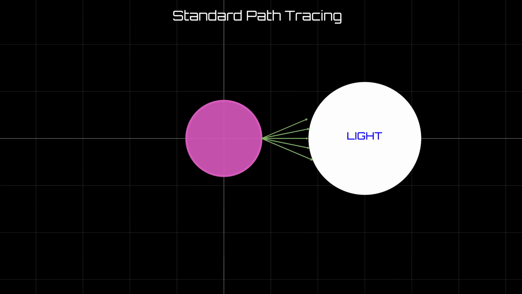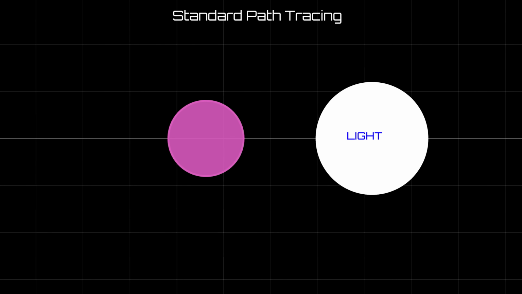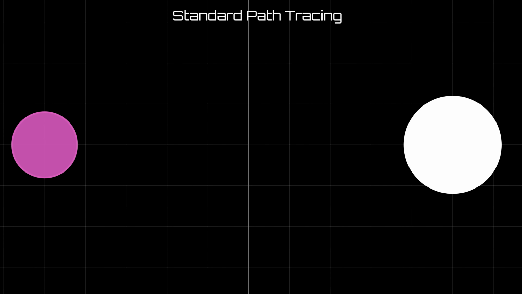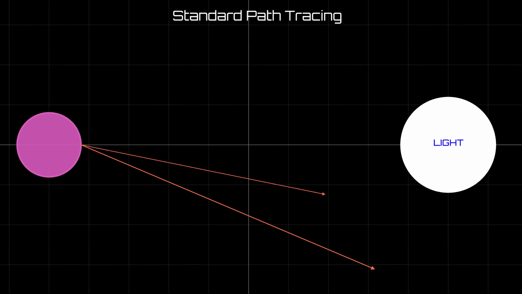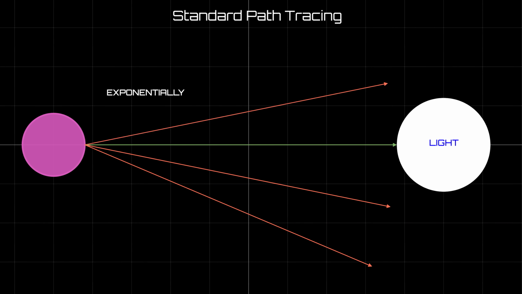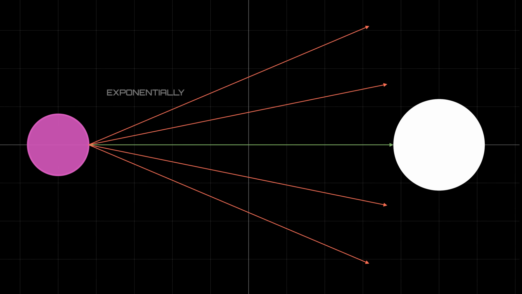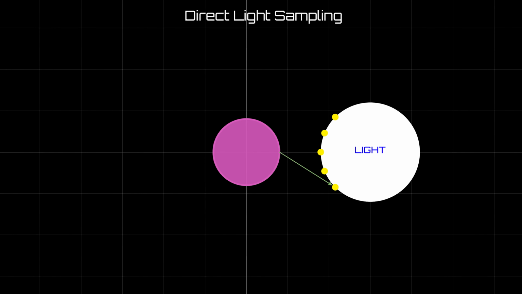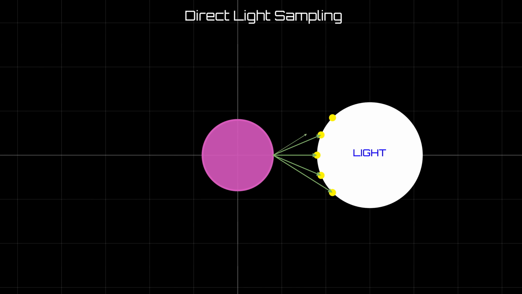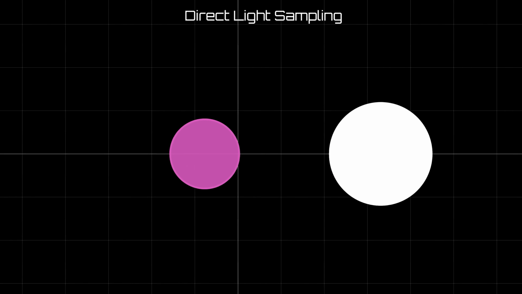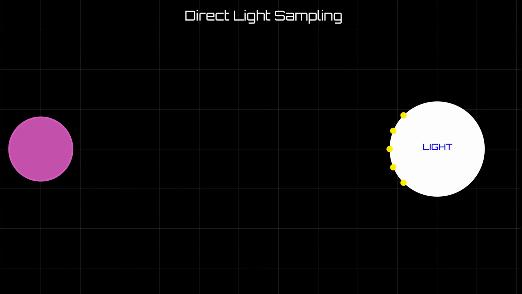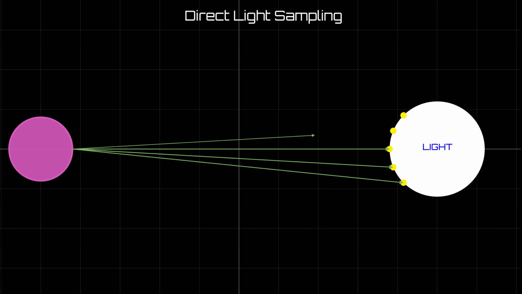Probably yes. But watch what happens when we move that light further away. Suddenly the probability of a random ray hitting it drops a lot. It becomes exponentially less likely. But look at what our new direct light algorithm is doing. It doesn't care about the distance of the light. It draws a line straight to the target every single time.